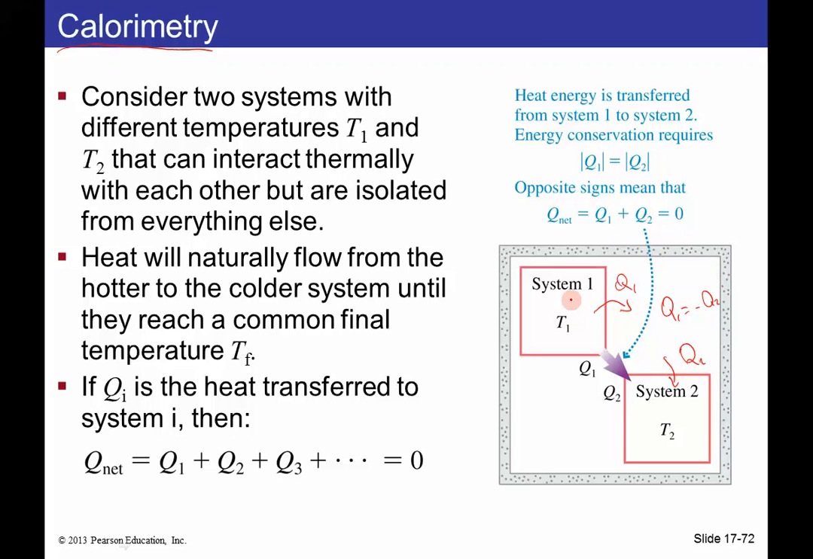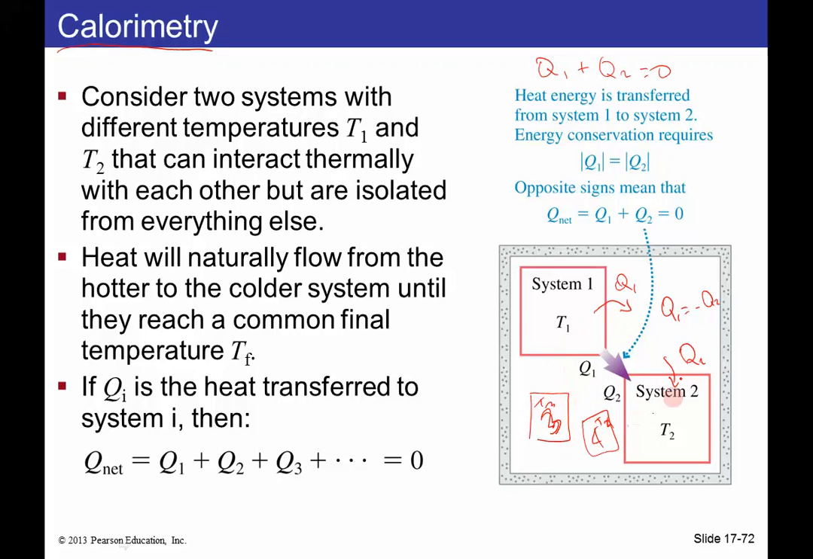Q1 plus Q2 has to be equal to 0, which is the same as here. But this is not only true for one system. If I have more systems, if I have a system 3 and a system 4, at temperatures T3 and T4, then I'm going to have heat moving from T1 to T3, from T1 to T2, from T2 to T1, and so on.